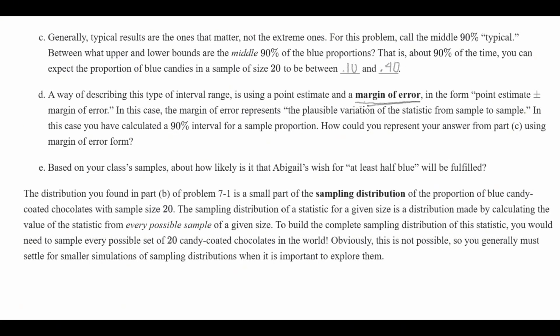Letter D talks about the margin of error, this point estimate, which would be the sample proportion that we got, which seems to be about 0.25, plus or minus the margin of error. That's actually on your AP statistics sheet that you get to use on the test. So we would say our 90% interval would be approximately 0.25 plus or minus 0.15. That would give me my 0.10 to 0.4 range. And this is the sampling distribution.